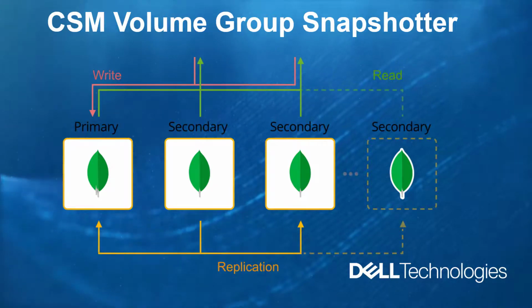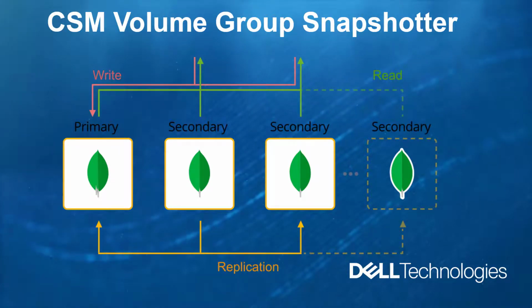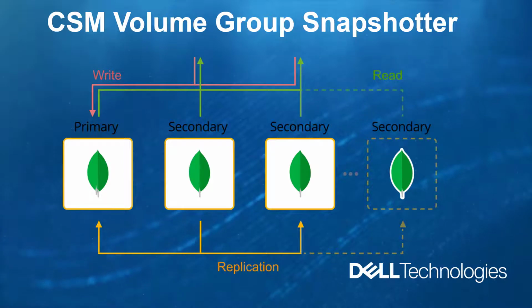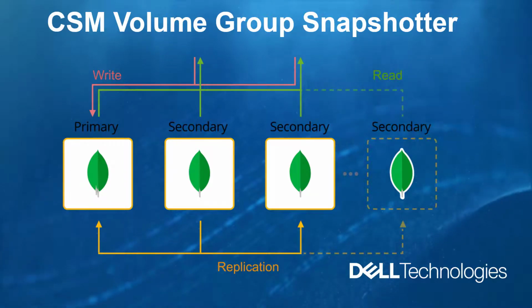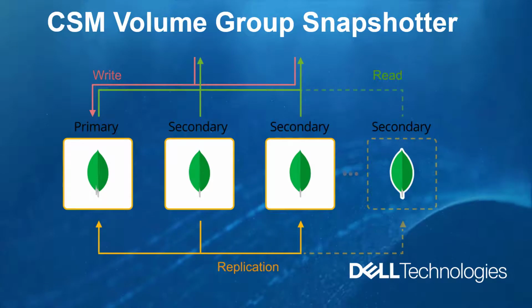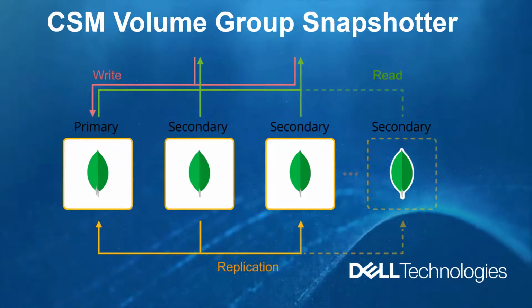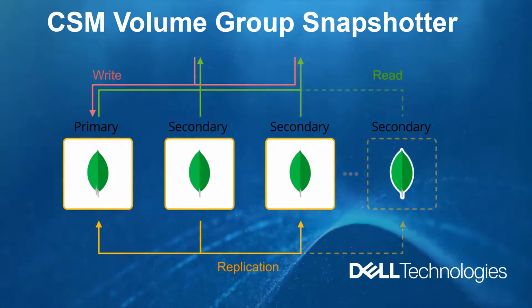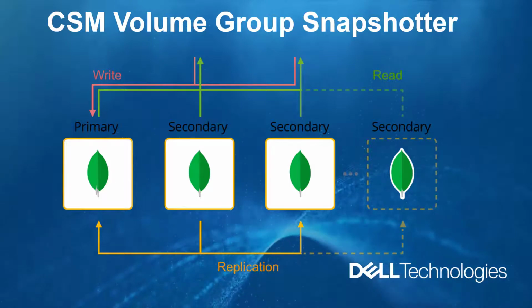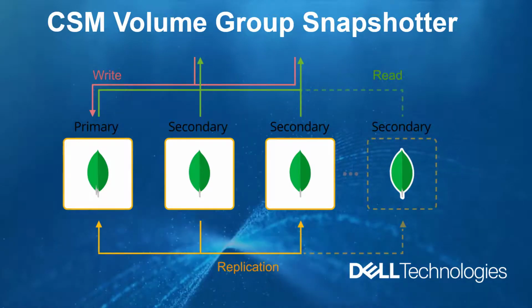The CSI Volume Group Snapshotter uses a CSI extension implemented by Dell EMC CSI drivers to manage volume group snapshots on backend arrays. CSM Volume Group Snapshotter is currently in a technical preview phase and should be considered alpha software.